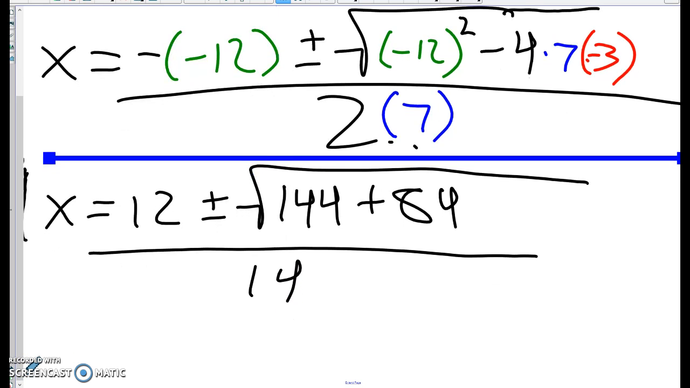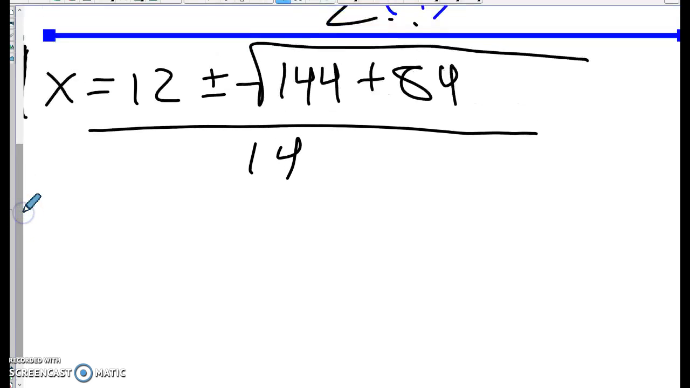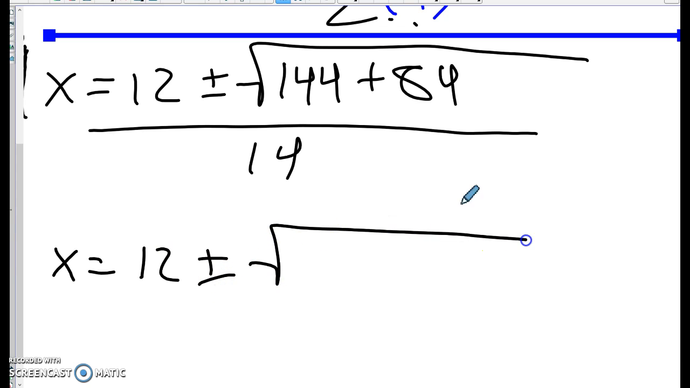All right, and this is ugly. This is still an ugly number. We can try to simplify it a little bit more and get x equals 12 plus or minus the square root of 144 plus 84. We can at least simplify that and get 228. But as it turns out, it's not going to simplify much more than that.